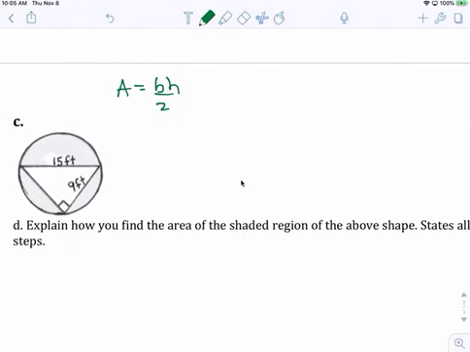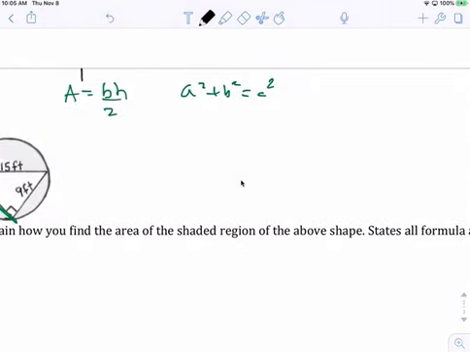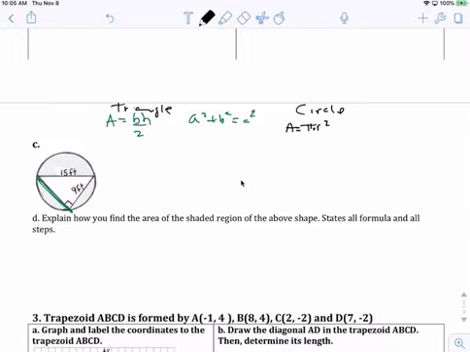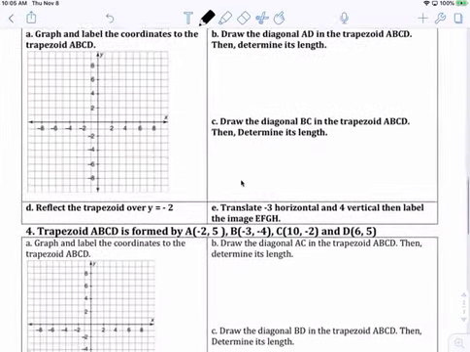And then you had to do the Pythagorean theorem to find the height. That's a squared plus b squared equals c squared. And then you had to find the area of the circle. This is the triangle. And here's the circle, and it's pi r squared is the area of a circle. And then you're going to subtract because there's white, right? And then we did this in class.